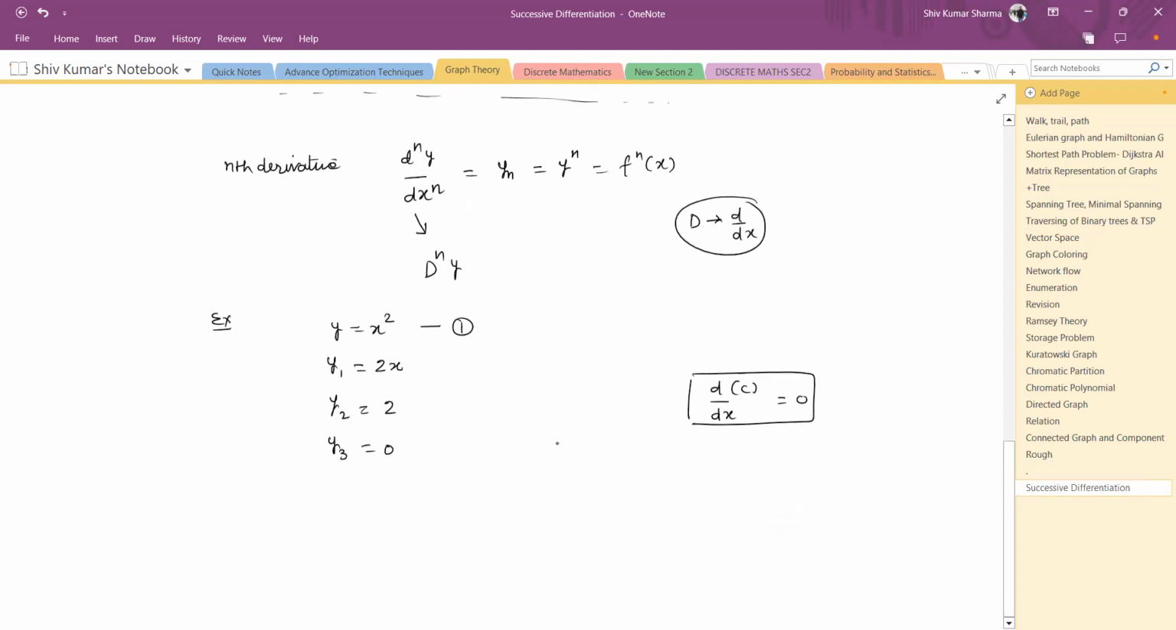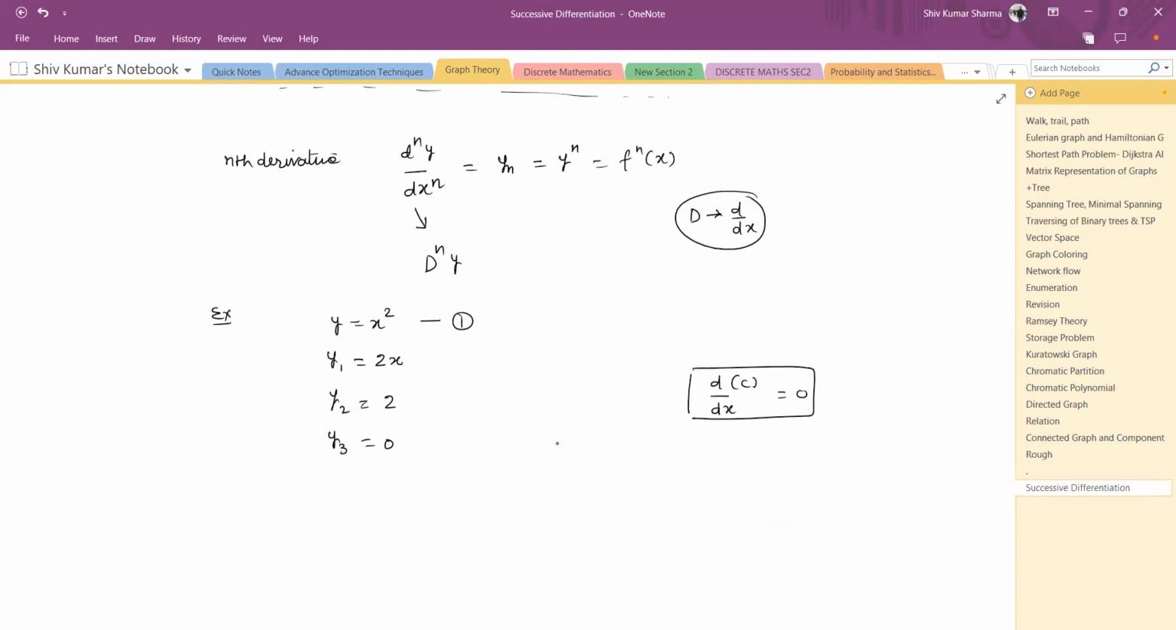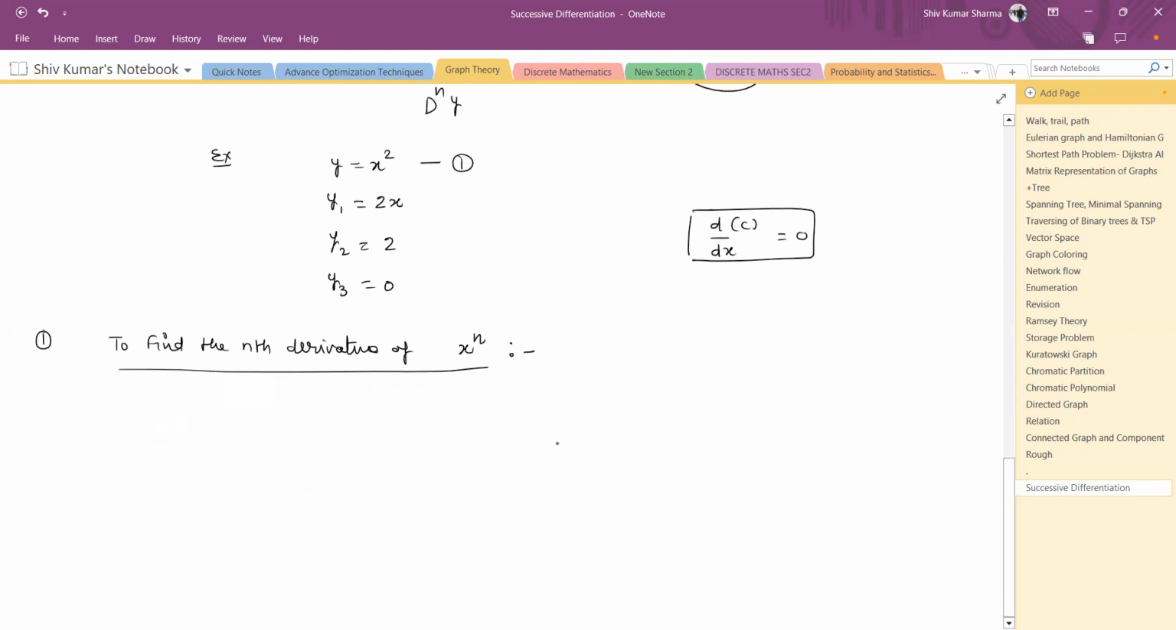Now we have to calculate the first formula, that is, to find the nth derivative of x raised to the power n. So this is our function. When we want to calculate the nth derivative of f(x) is equal to x raised to the power n, we write y is equal to x raised to the power n. This is our equation number 1.